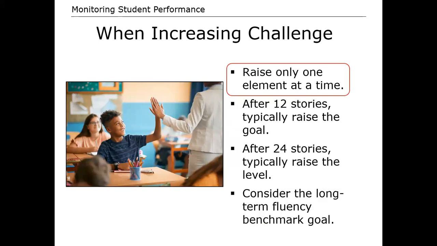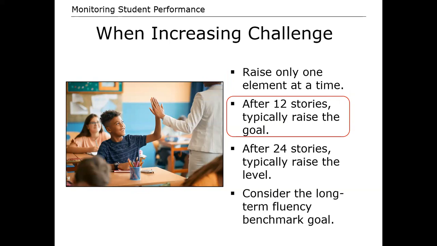So when you decide that you're going to make a change, you're going to increase the challenge, we recommend you only change one thing at a time. So if you decide to change a student's story goal, you're going to leave them in the same level that they're working in now. If you decide to change their level, then you're going to leave their story goal as it is now.